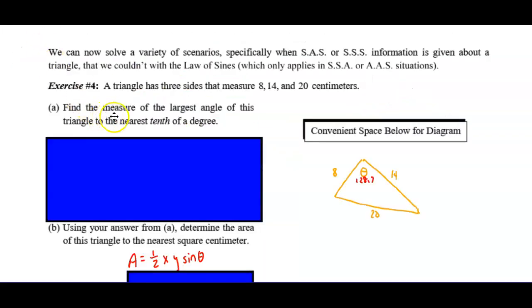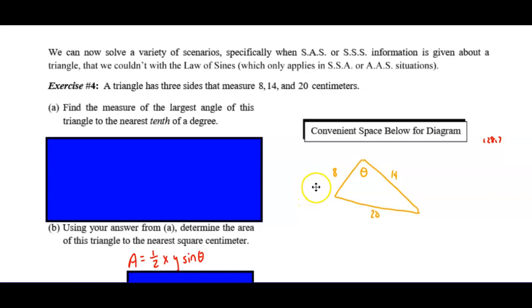All right, on the next page. So we have SAS and we have SSS triangles. We have a way to solve each of them now. All right, I'm just going to keep this off to the side because that's going to end up being our answer here. This says to enter the side lengths and figure out the measure of the largest angle. So here's what I was talking about on the previous page.